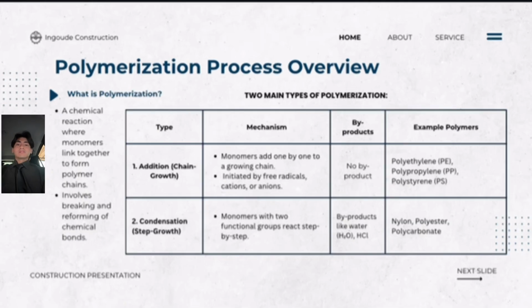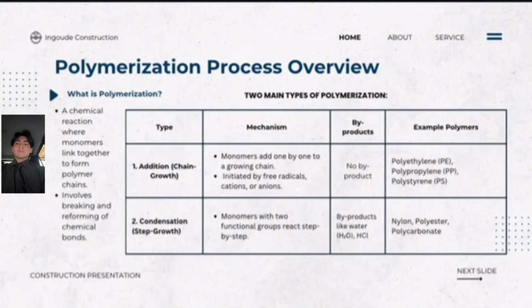What is polymerization? It is a chemical reaction where monomers link together to form polymer chain. It involves breaking and reforming of chemical bond. There are two main types of polymerization. First is addition and second is condensation.